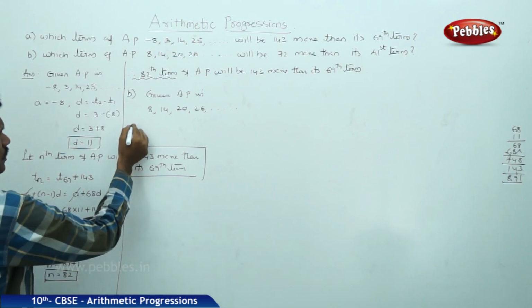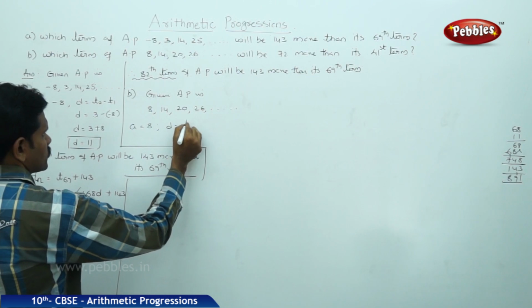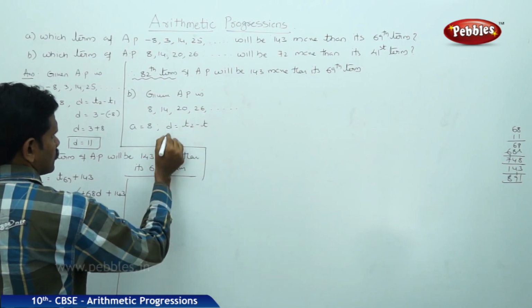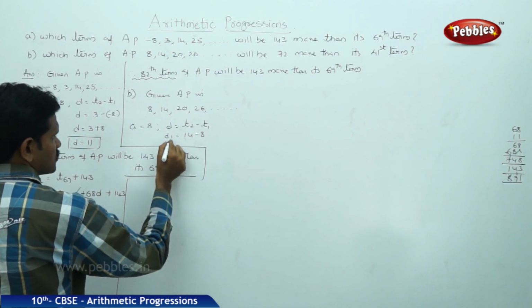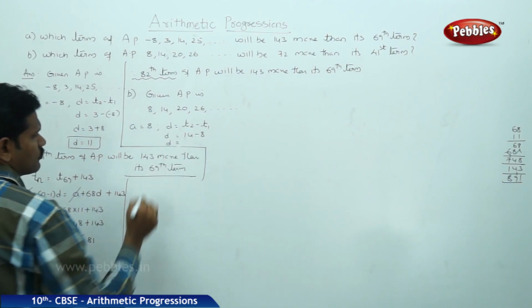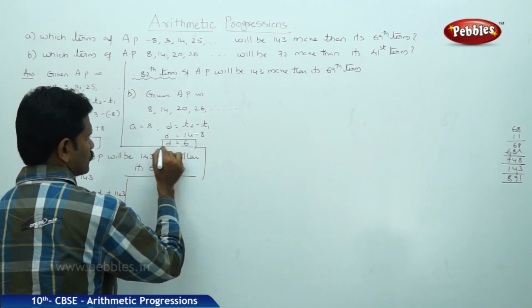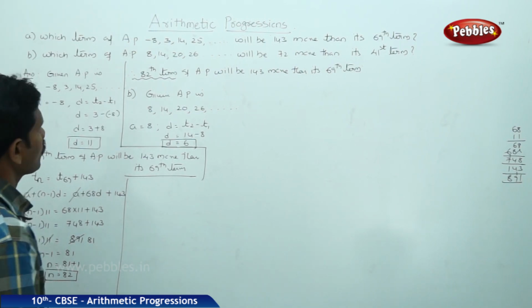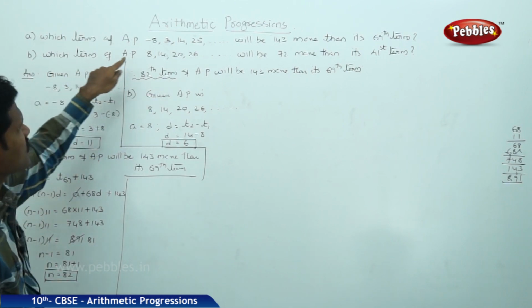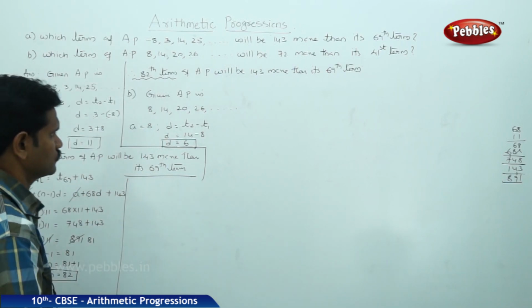That is, A is equal to 8, D is equal to T2 minus T1, that is D is equal to 14 minus 8, that is 6. Now, I am ready with the common difference. D is equal to 6. Now, according to the question, which term of AP will be 72 more than its 41st term?